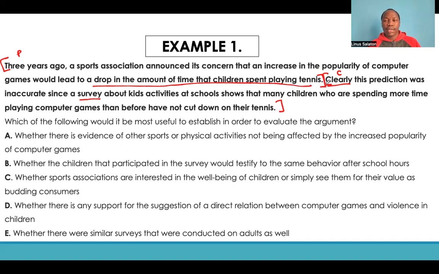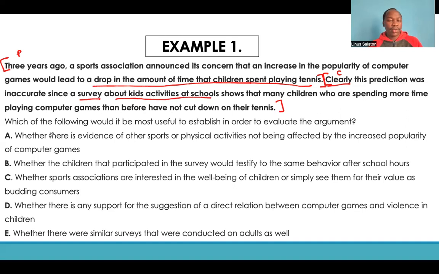Now, in our conclusion, clearly this prediction was inaccurate, since a survey about kids' activities at school. Remember, in our premise, no reference is given to where exactly the children are spending their time. They could be at home or in school. So our conclusion focuses on school, which is valid, but it raises a question: what about when they are out of school? So basically, that is one of the assumptions that is being overlooked here, and would probably be one of our answers.